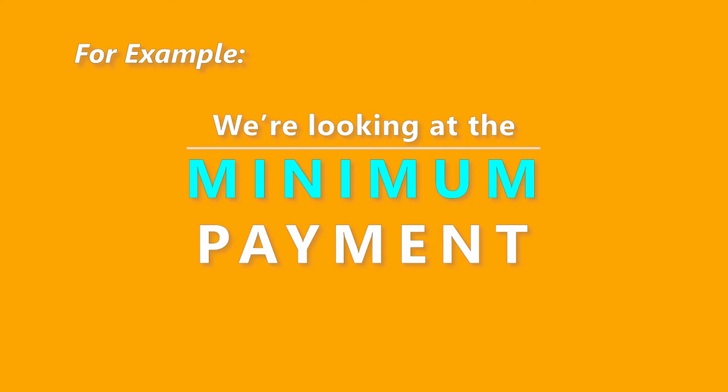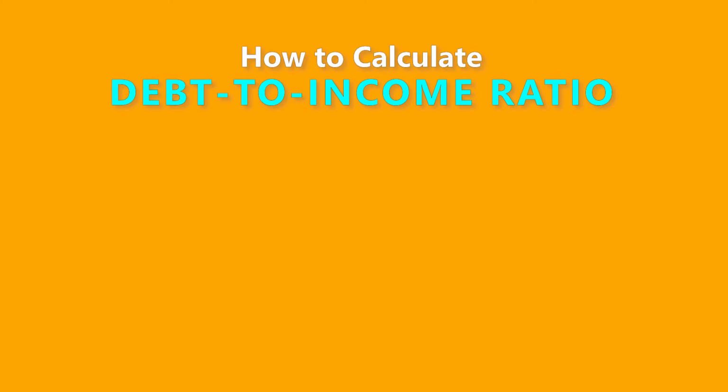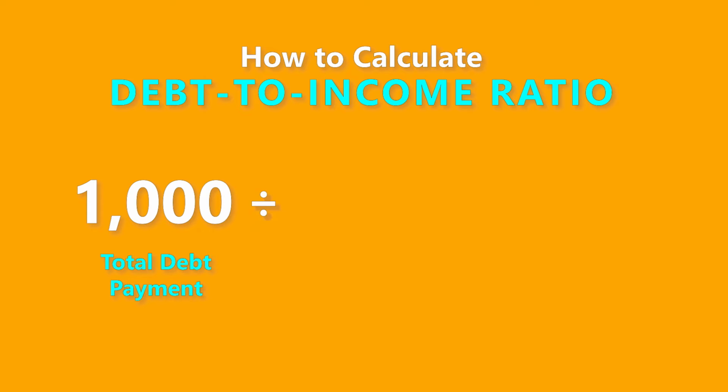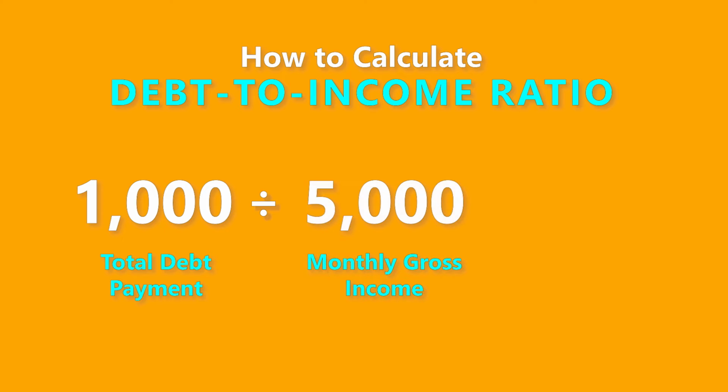So the way to calculate your debt to income ratio is to take your total debt payment, which is $1,000, and divide that by your monthly gross income, which is $5,000. And in this case, we're going to get 0.2 or 20%. So 20% is your debt to income ratio prior to your estimated mortgage payment.